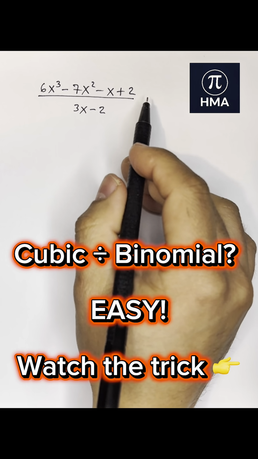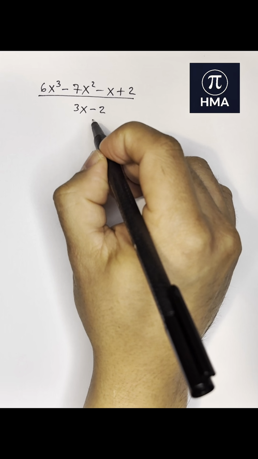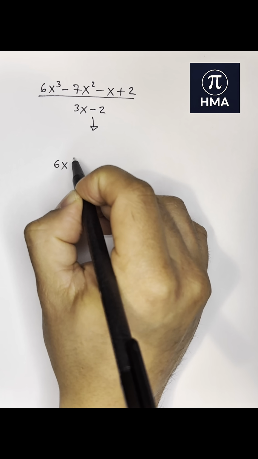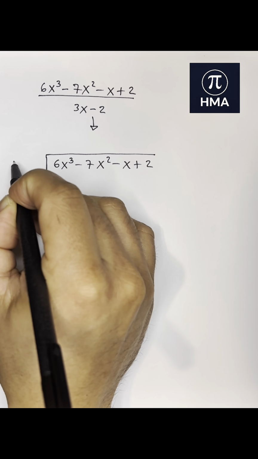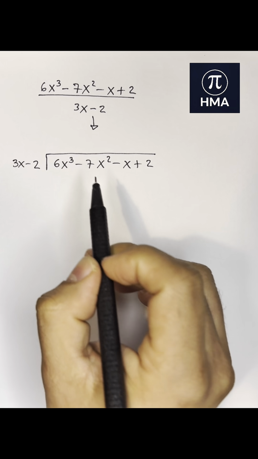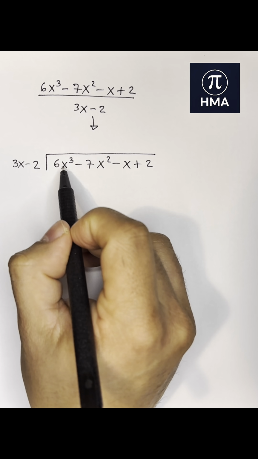Division of a polynomial by a binomial. The first thing that we need to do here is to rewrite this expression. Then we need to find a term that when multiplied by 3x we get 6x cubic.